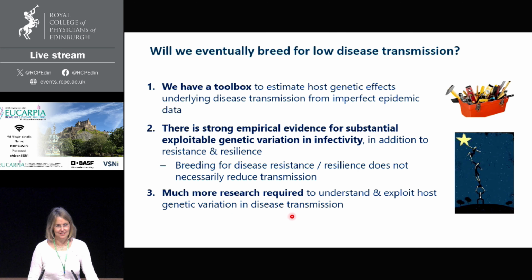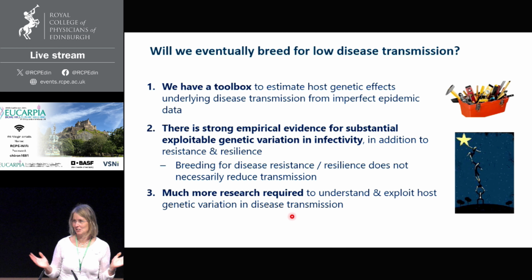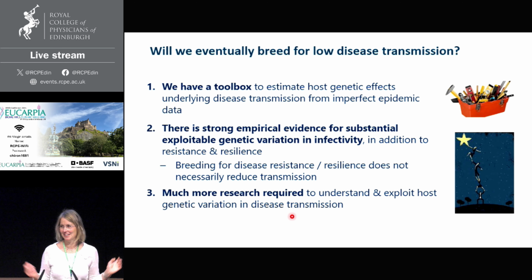And this brings me to the end. I think we are getting there with the toolbox for estimating the genetic effects underlying disease transmission. Evolutionary arguments would say that there is massive genetic variation in infectivity because it's not directly selected for. You don't have an advantage if you're more or less infectious yourself. So it's an untapped resource I think we should look into. But this is just the beginning. So maybe you see an application in your world.